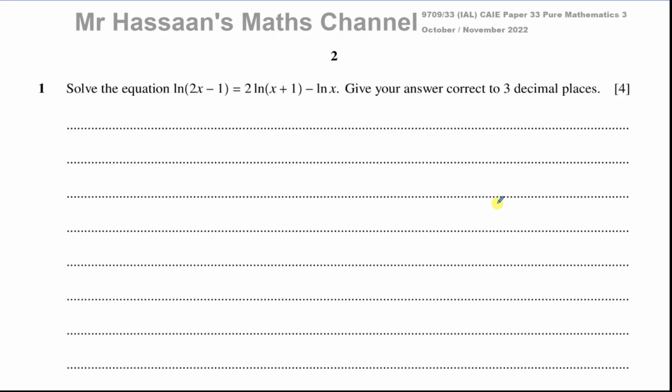Here we're asked to solve the equation ln of 2x minus 1 equals 2 times ln of x plus 1 minus ln of x. This question led to quite a few places where some students obviously have not looked at this topic properly or revised it, and they were doing really strange things, as if it was something alien to them. In Cambridge, logarithms are introduced in the second year of A level in P3, not in P1, whereas in Excel they're introduced at the AS level in the P2 exam. But it is something students have to really work on.